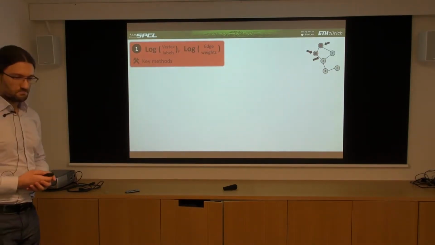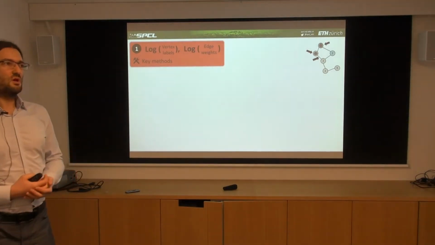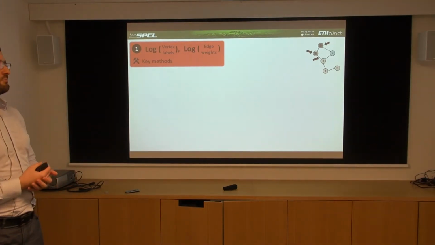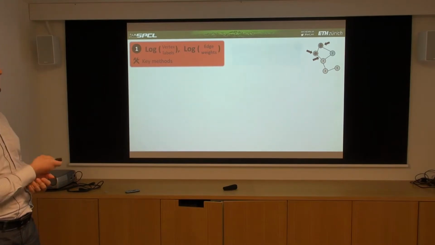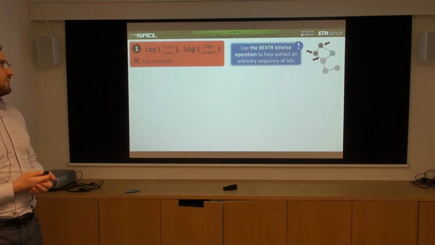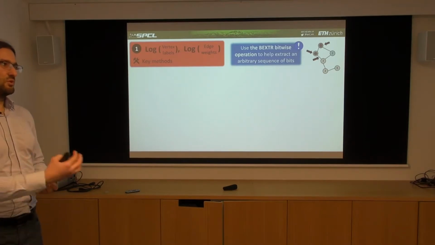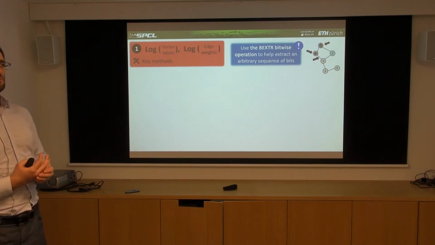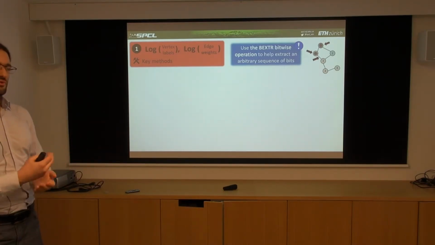Okay, so what is now the key method? Because we now describe what we do, but how do we actually make sure that this is performant? So here in the part of LogGraph where we deal with these fine-grained elements, we use the BEXTR bitwise operation to help extract an arbitrary sequence of bits, because what we now really need to do is extract a more or less arbitrary sequence of bits from this contiguous adjacency array corresponding to a compressed bit ID, to a compressed vertex label.